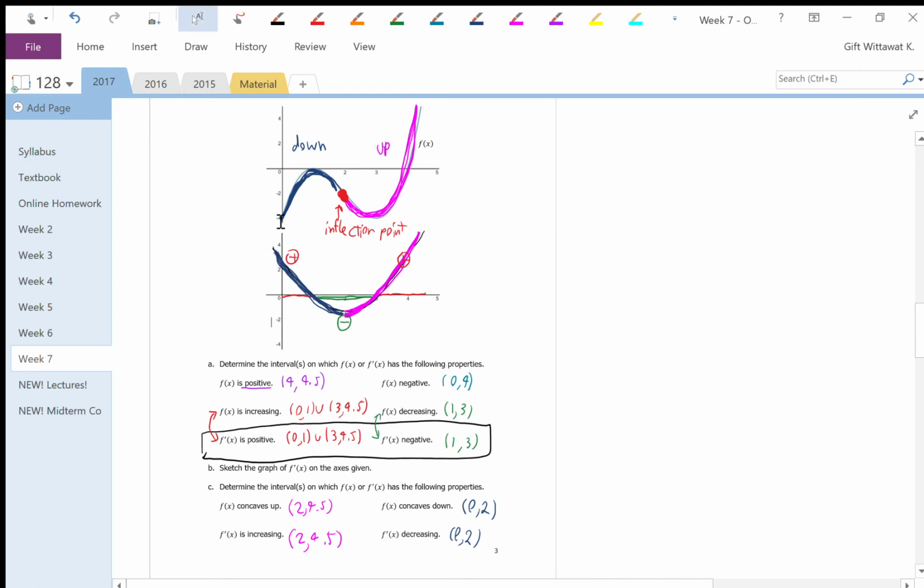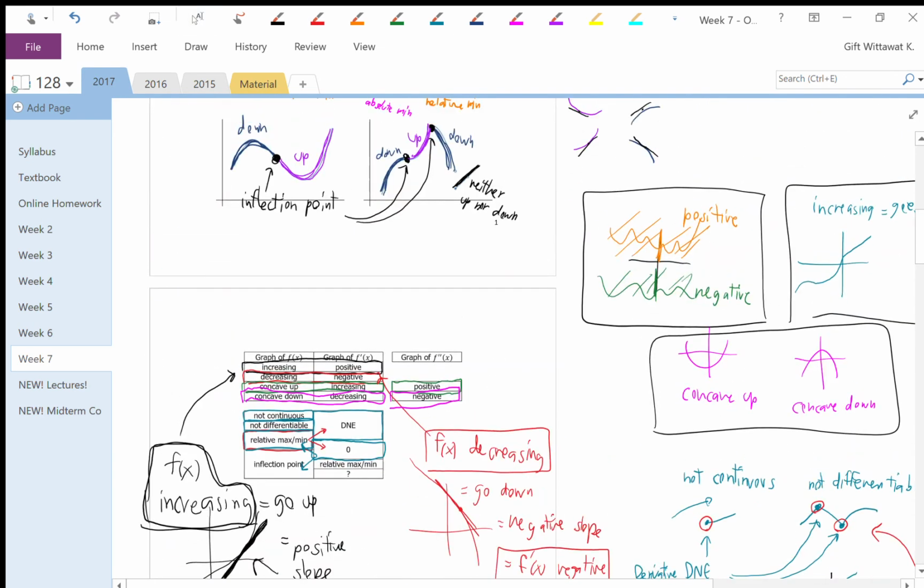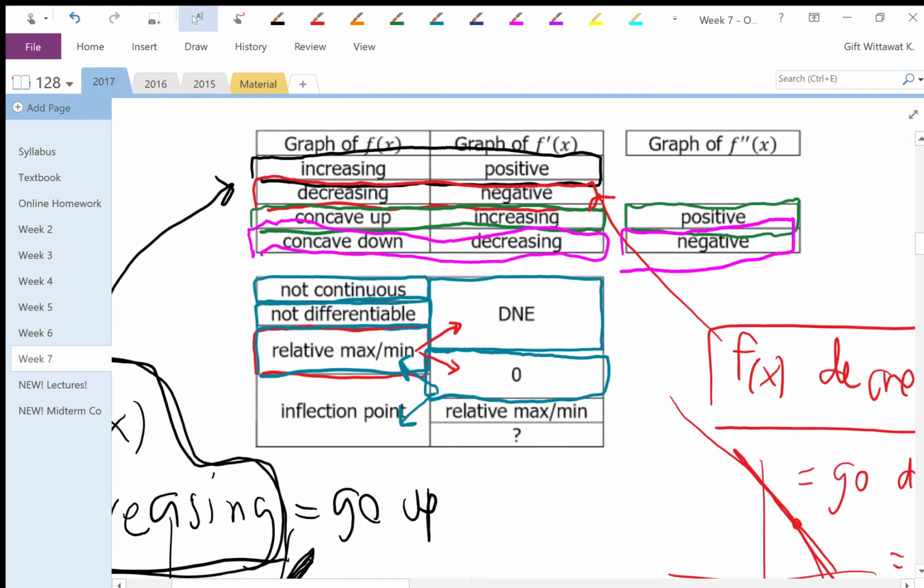When my function is concave up, it looks like a U, and that's when the derivative goes up. When my function is concave down, it looks like an N, and that's when the derivative goes down. And what about the inflection point? If you look down here, the inflection point corresponds to the relative minimum on my derivative. And that's what I have down here.